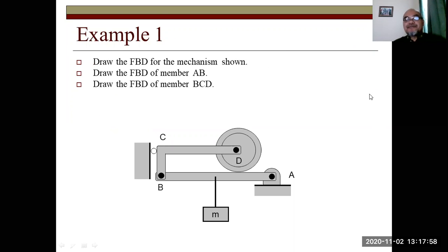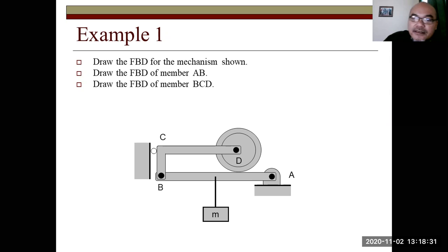An example here. There is a structure having a wheel D, which is pinned to an L beam structure BCD. The L beam structure BCD has a roller interface with the wall on the left, and that L beam BCD is pinned or connected through point B to a beam AB, right?